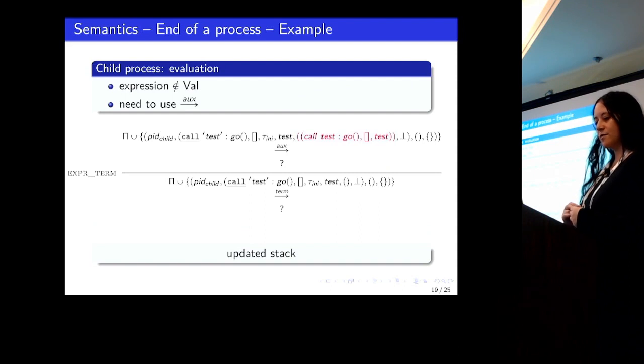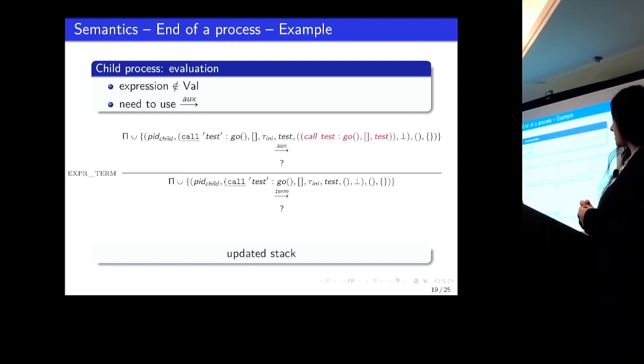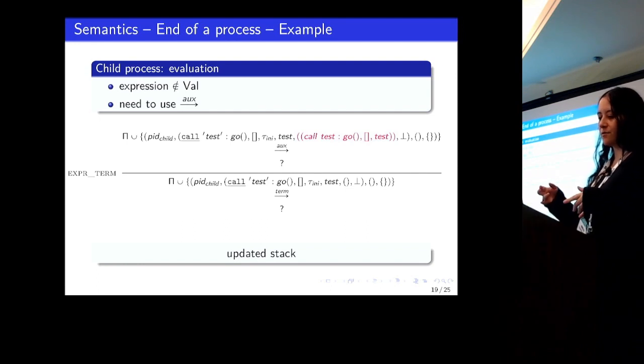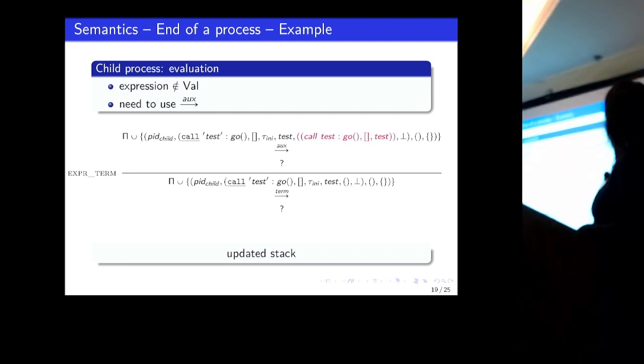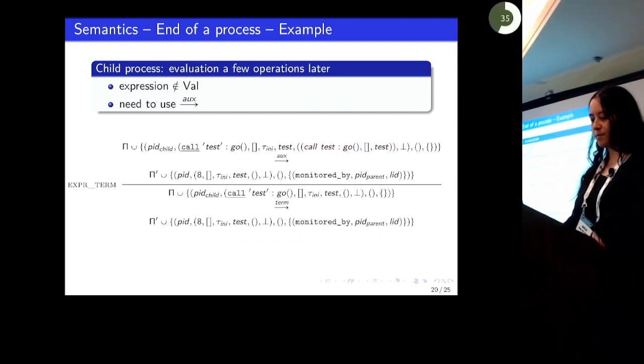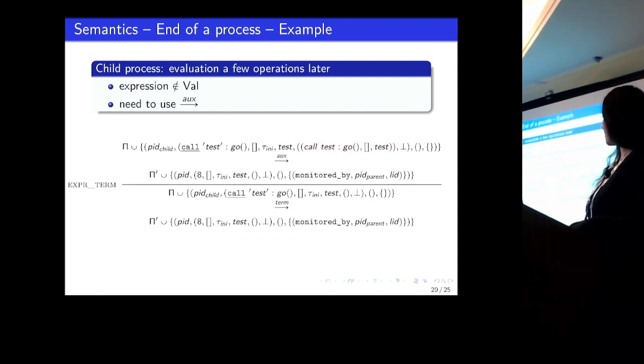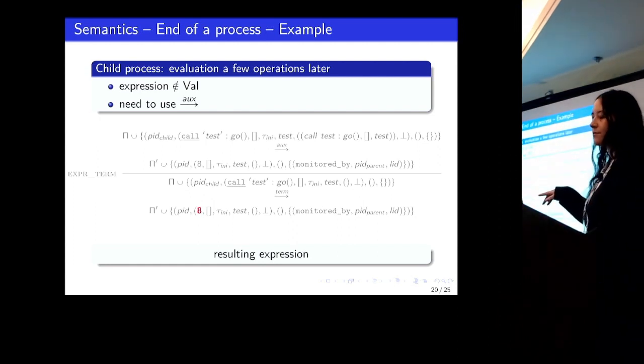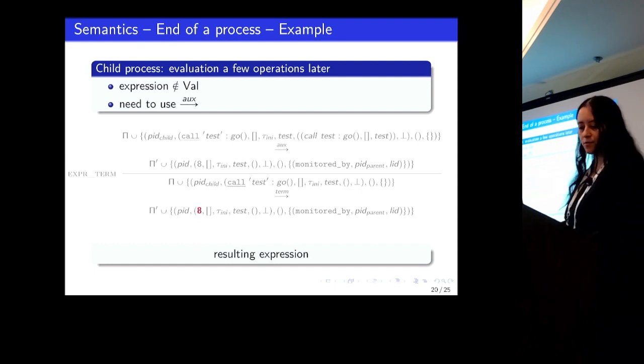Now we can proceed to the evaluation of its first expression. It's an expression which is not a value, so we will have to explore a bit and use an auxiliary transition. So we are updating the stack, and we still have some calculation to do. A few operations later, we finally have the result. Here you can find the resulting expression. So go did two sums, and this is the result of the second one: 4 plus 4, 8.